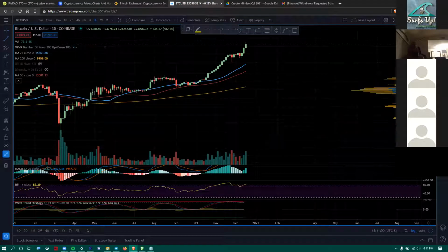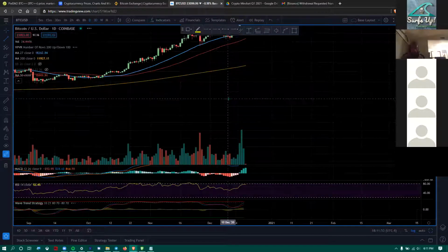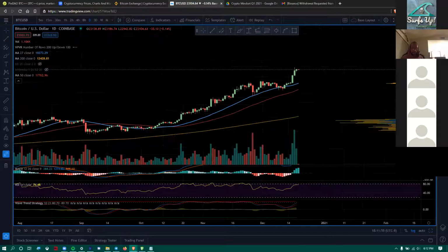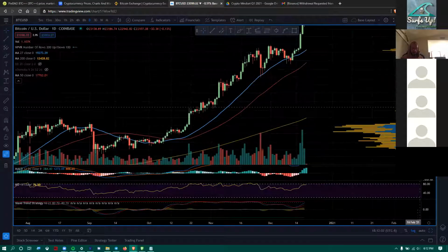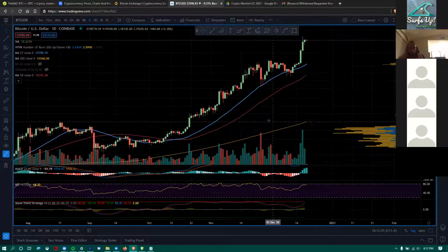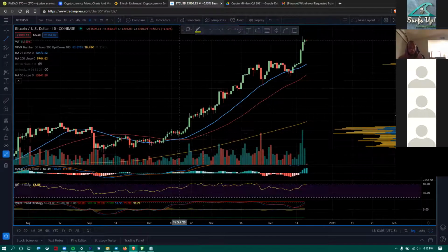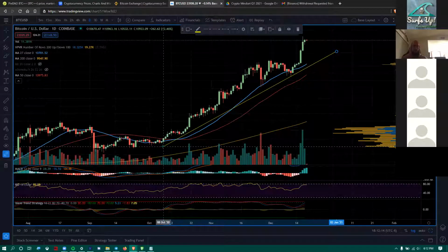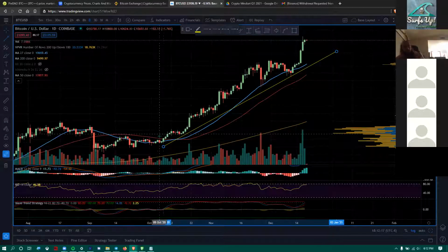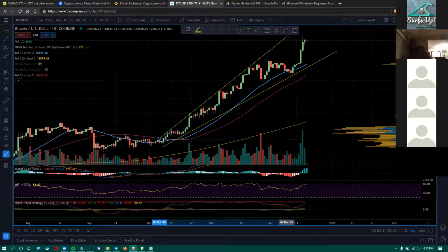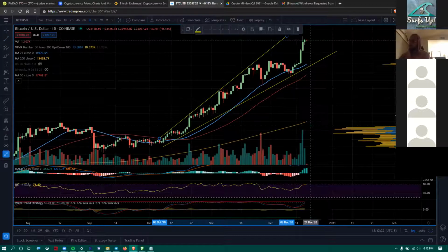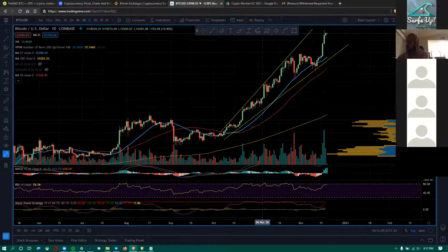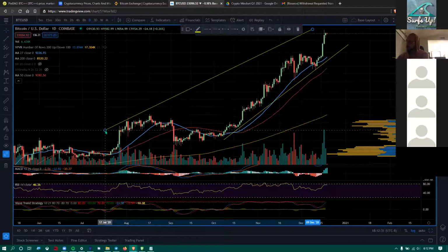And then most recently, lately on Bitcoin, I've mainly been looking at this ascending, they call it an ascending broadening wedge. So that's what Bitcoin's in now. Actually, you could probably draw.